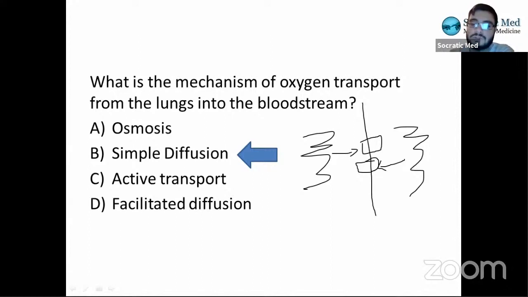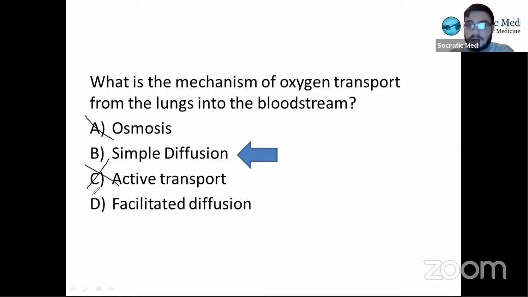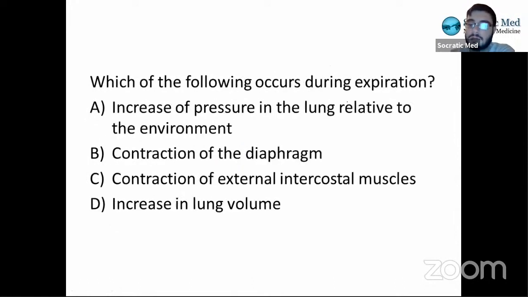So that's why: osmosis is for water, active transport goes against the gradient, not with it, and facilitated diffusion uses channel proteins or carriers, which oxygen doesn't need. So B is the right answer.